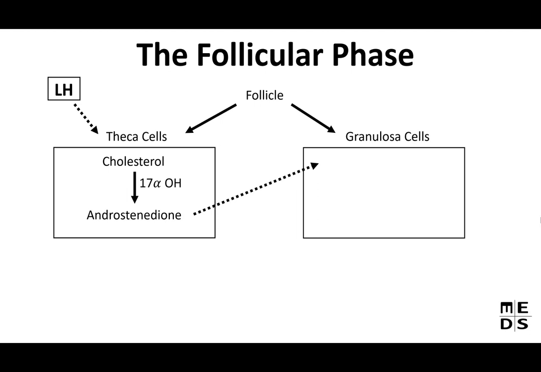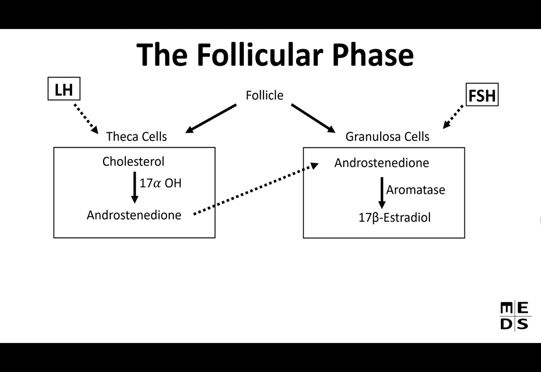And then what's going to happen is this final product is going to float over and exit the theca cell and go into the granulosa cell. And that's going to start as the product right here. As you can see, FSH is going to be stimulating the granulosa cell to take the androstenedione. I can't spell. I'm surprised I made it through med school. You know what I'm trying to say.